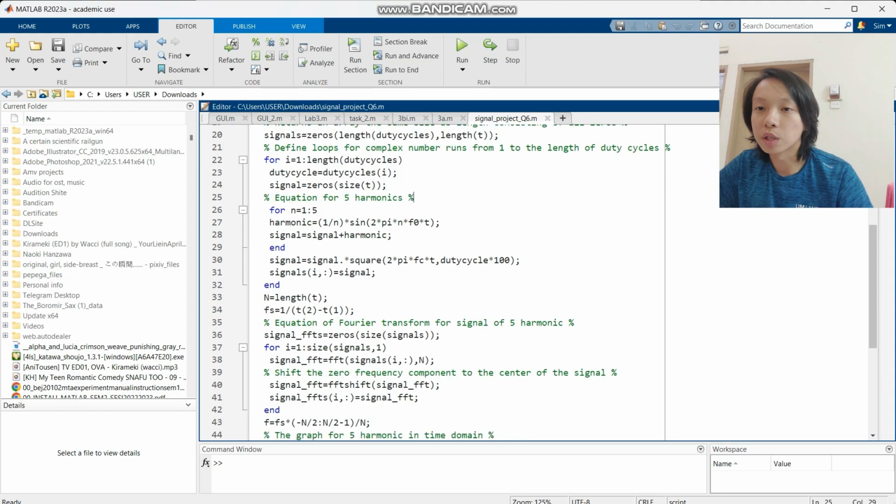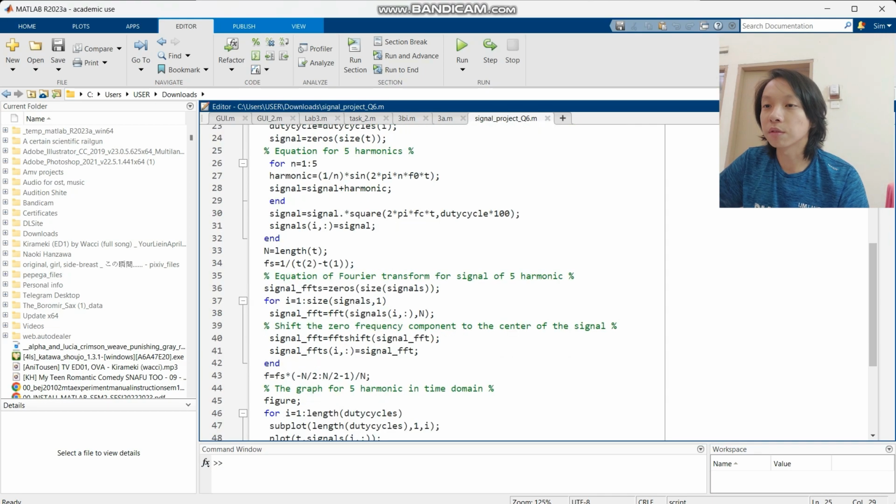And for the equation of the 5 harmonics, from n equal to 1 to 5, we will have the harmonic equal to 1 over n times sine 2 pi n f t, and signal equal to signal plus harmonic. And n equal to length t, fs equal to 1 over t2 minus t1, and we will get the equation of Fourier transform for signal of 5 harmonics.